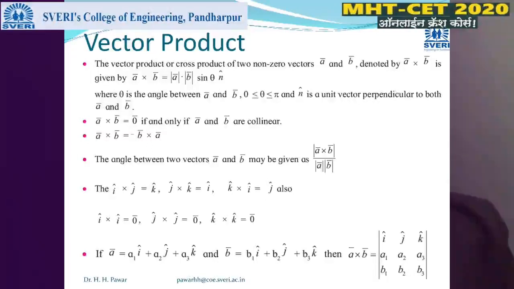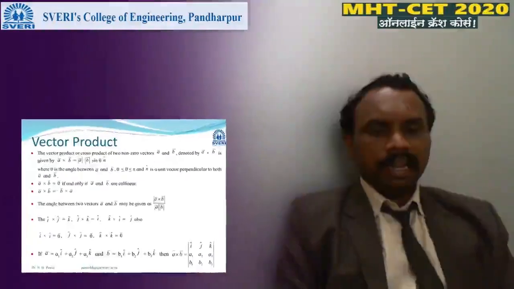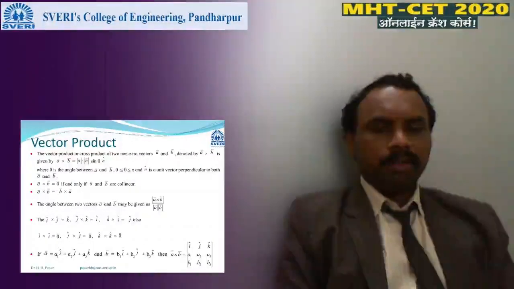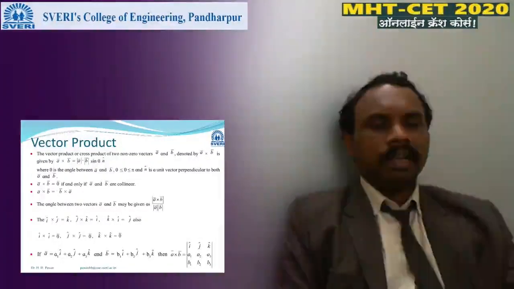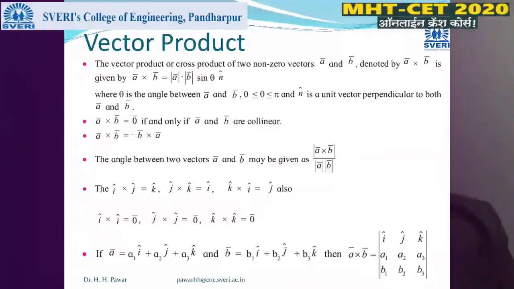And also the cross product of two similar vectors will be 0 in this case, that is i cross i is equal to 0, j cross j is equal to 0, and k cross k is equal to 0. Again, if a bar is equal to a1 i plus a2 j plus a3 k, b bar is equal to b1 i plus b2 j plus b3 k, then a bar cross b bar is obtained by using the determinant i, j, k, a1, a2, a3, b1, b2, b3.